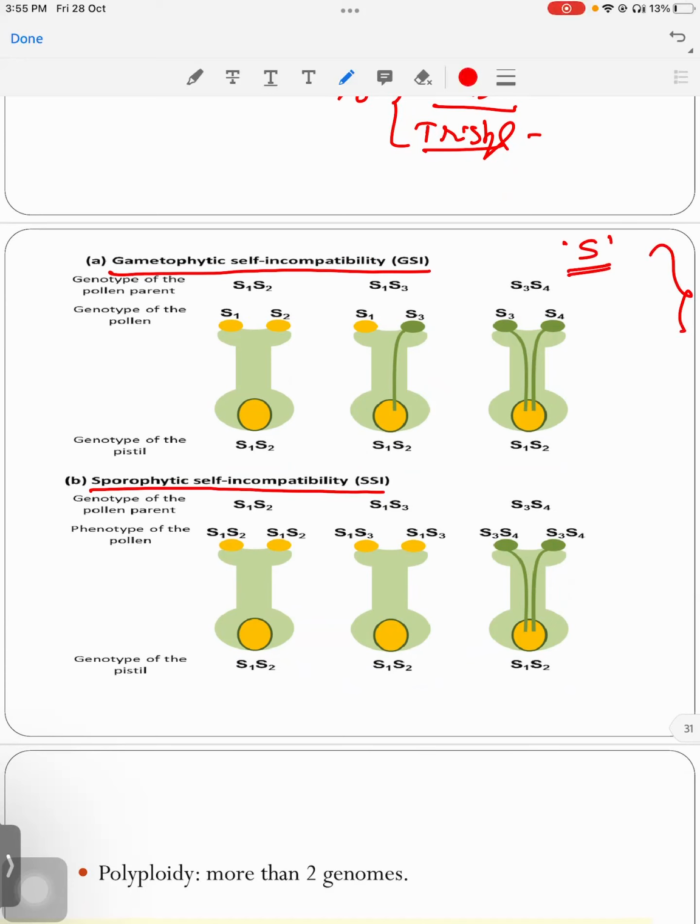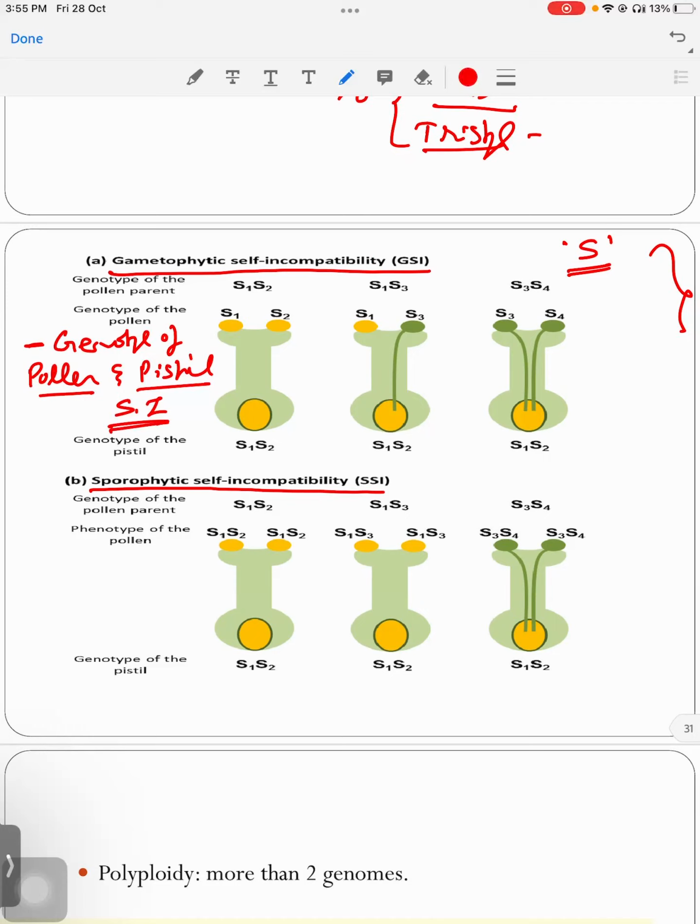What happens in gametophytic self-incompatibility? You should remember this. Please write it down. The genotype of the pollen and pistil determine the incompatibility reaction. The genotype of the pollen and pistil will determine the self-incompatibility reaction.